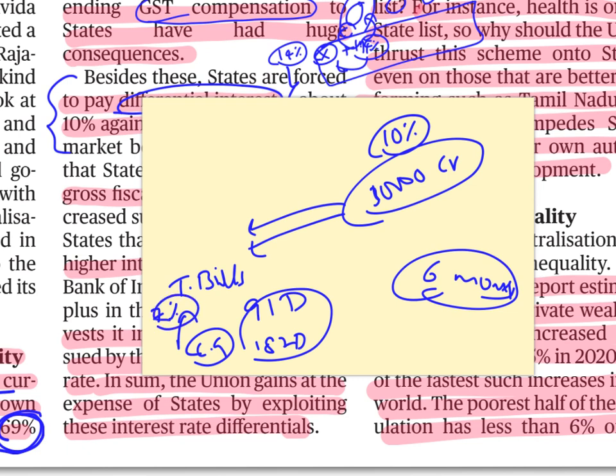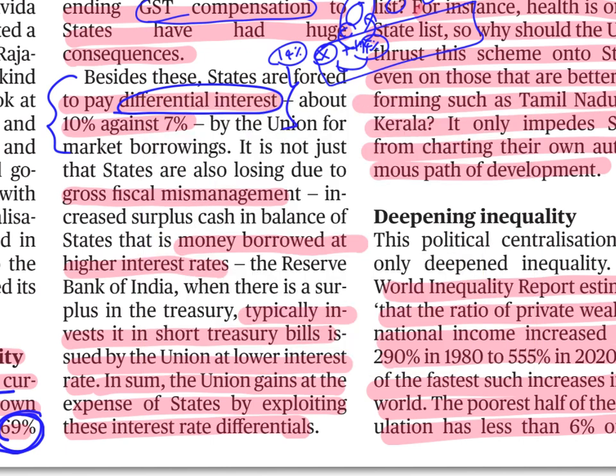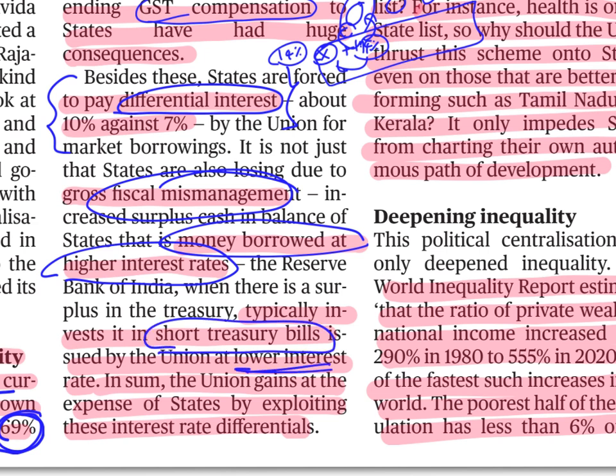Look at this. Now states are borrowing at a higher interest rate and temporarily investing at a lower interest rate, because central government T-bills don't offer much. So they are losing money. That is what the author is trying to say here. Because of this fiscal mismanagement, money is borrowed at a higher interest rate and they are investing in short treasury bills at a lower interest rate. In sum, the union government is gaining at the expense of states by exploiting these interest rate differentials. That is what the author is saying here.